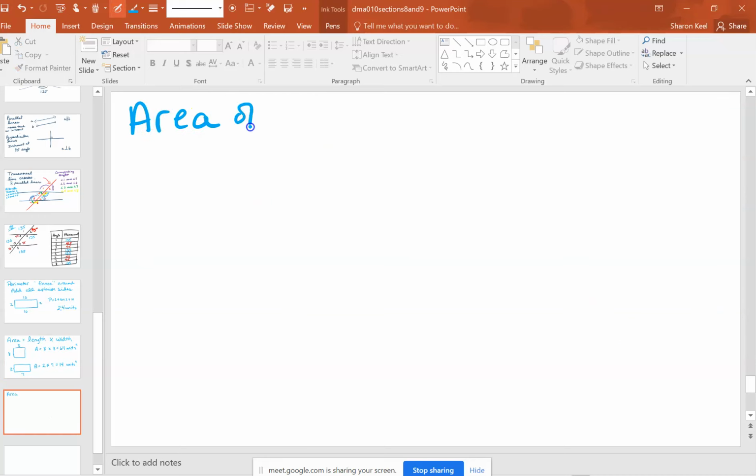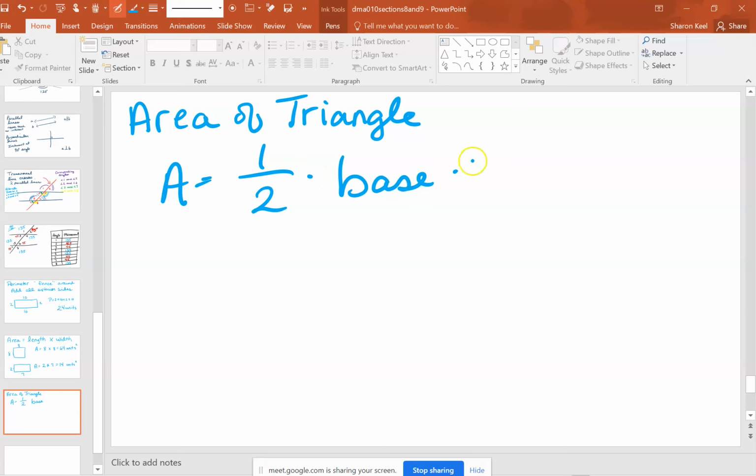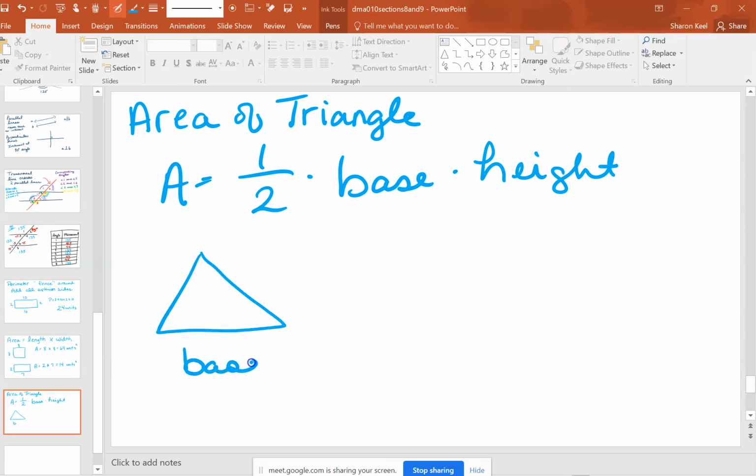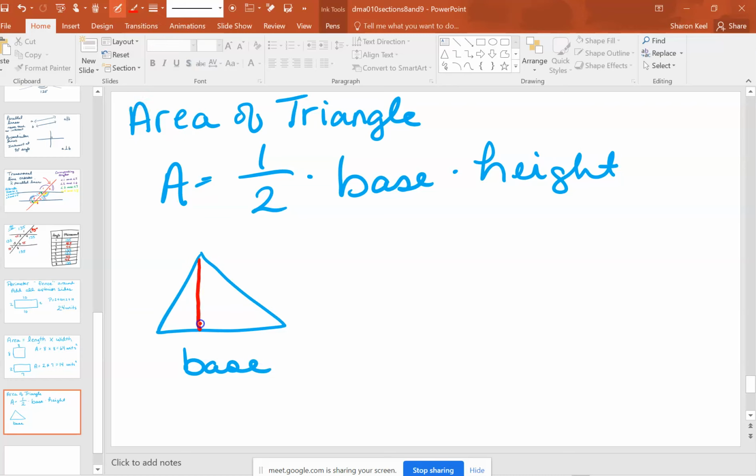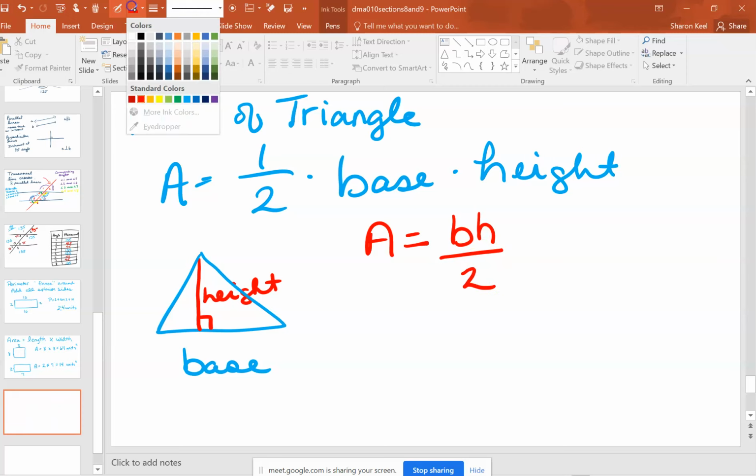When we do the area of a triangle, the formula is 1/2 times base times height. So whatever your triangle may be, the bottom down here is the base. For the height, you're going to figure out what makes a 90-degree angle. This line here, in red, is going to be the height. Another way you might want to write the formula is base times height divided by 2. That would be an easy way to label it.